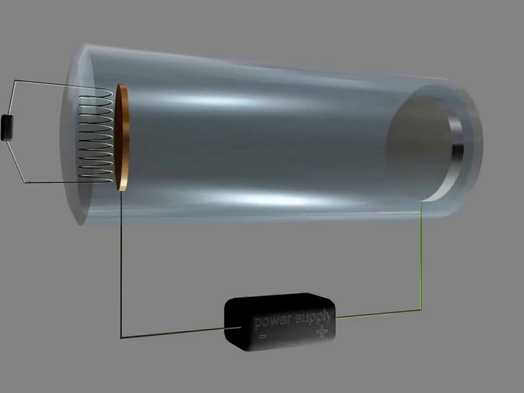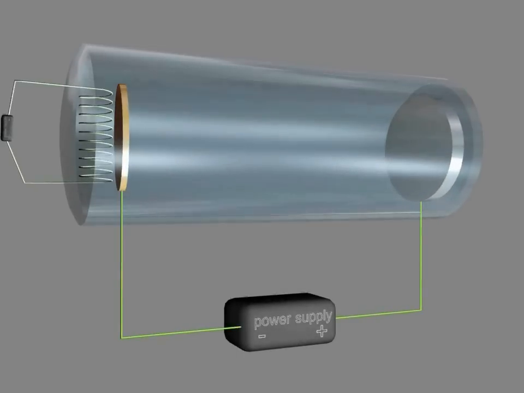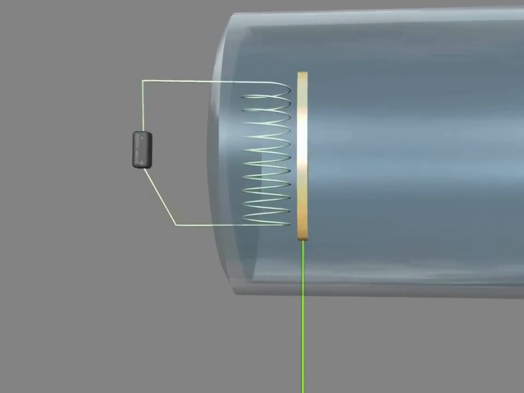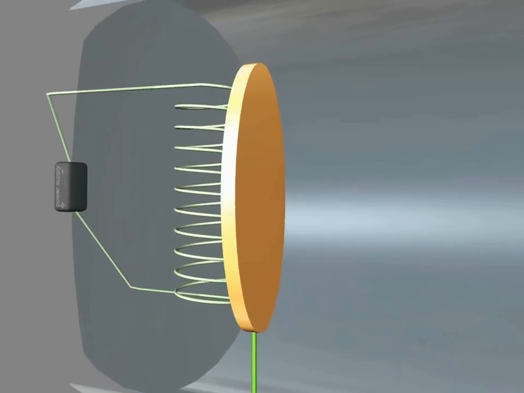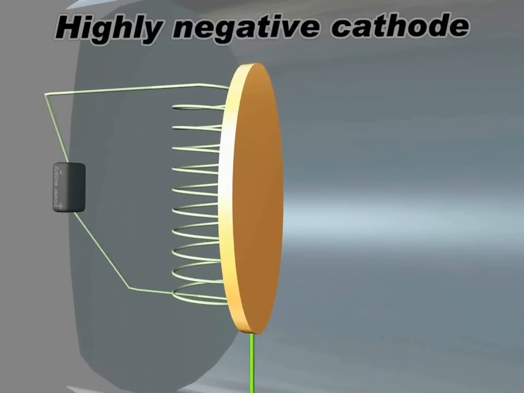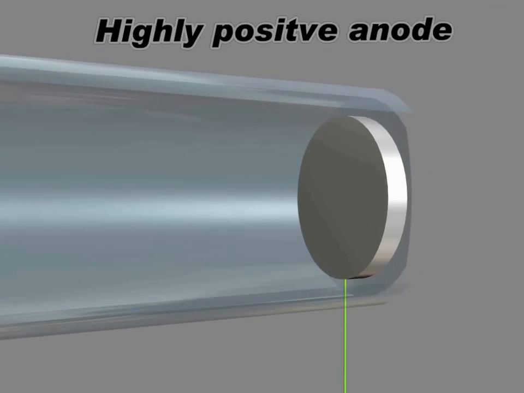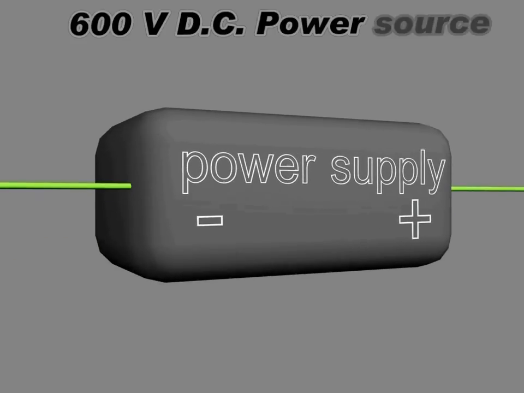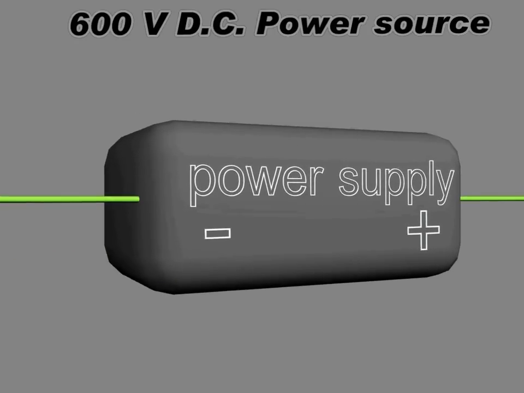What we need from this thing is to produce electrons that move in vacuum, with no wires. The cathode ray tube contains a vacuum tube. Inside this vacuum tube is a highly negative cathode and a highly positive anode. They are separated by vacuum. They are connected to a high voltage DC supply, about 600 volts.